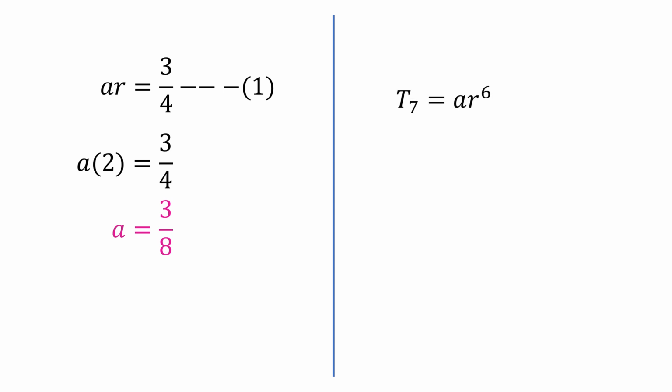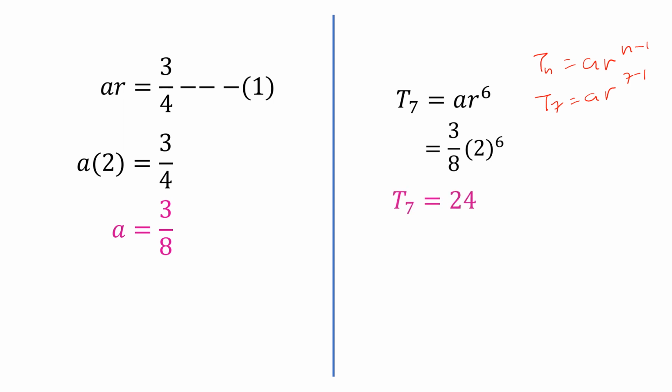Next, the question asks to find T7. Just substitute into the formula of Tn. Tn equal to AR to the power of n minus 1. And substitute all the values of A and R. Finally, we get T7 equal to 24.